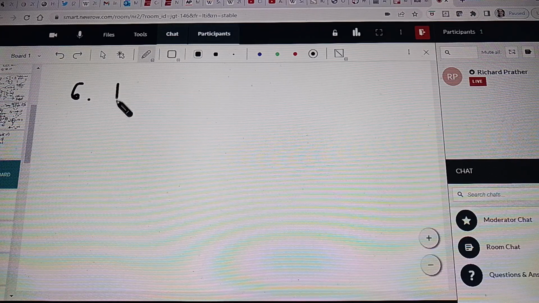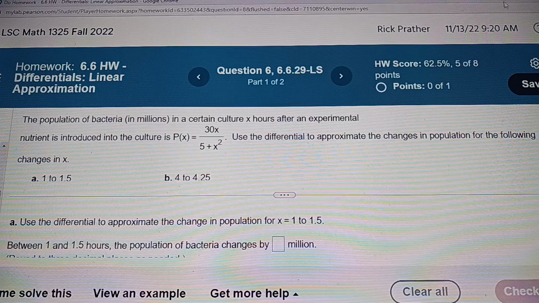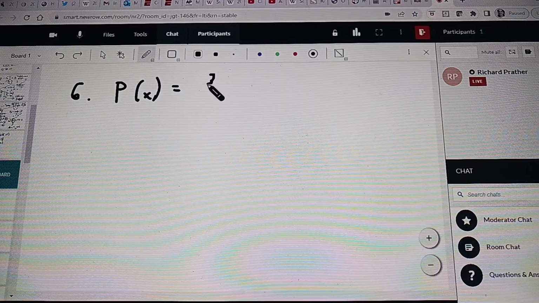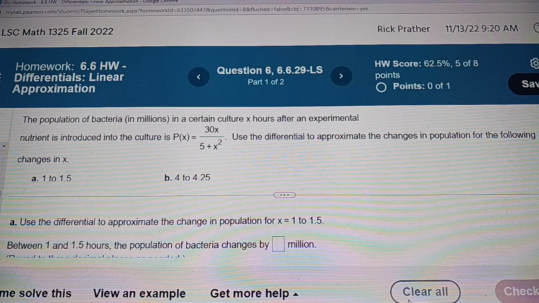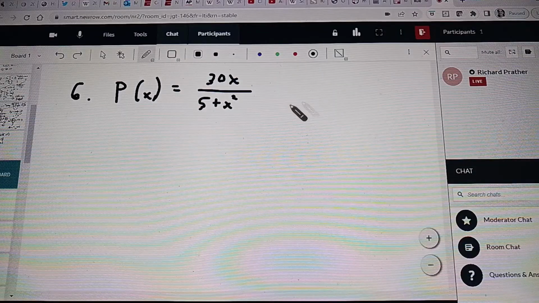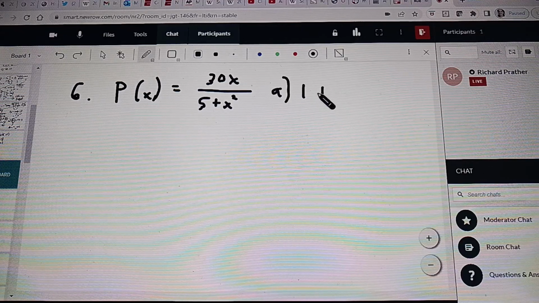So we're starting with a population function. The population based on time is 30x over 5 plus x squared. And part A is going from 1 to 1.5. And then there'll be a part B where you'll just have to repeat the last steps of plugging it in.